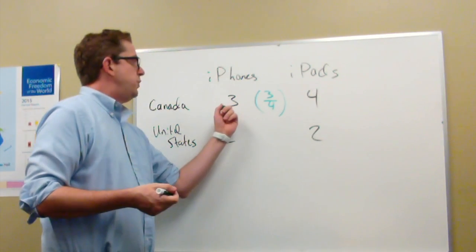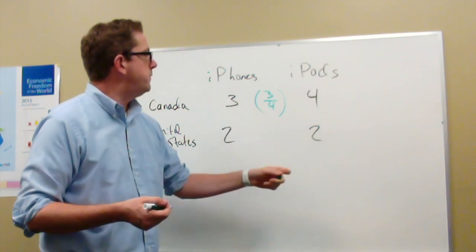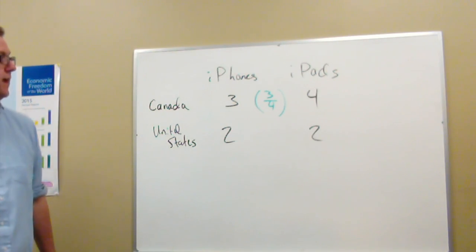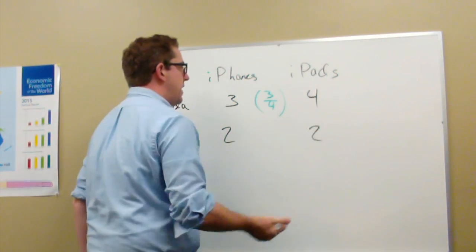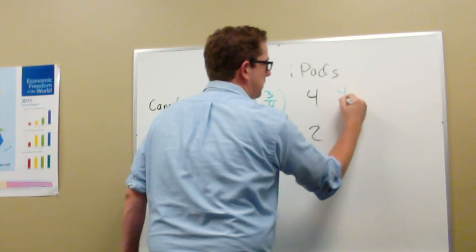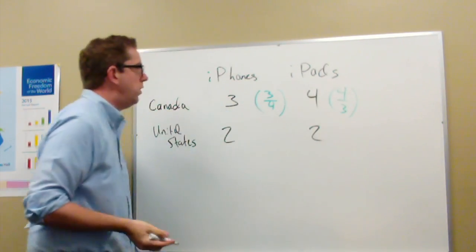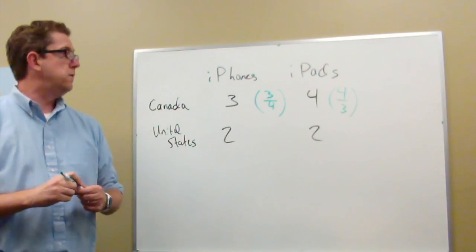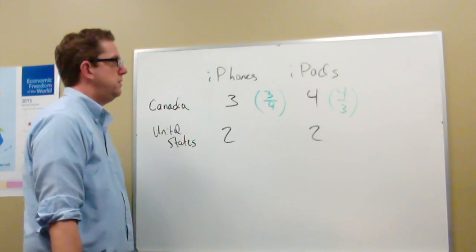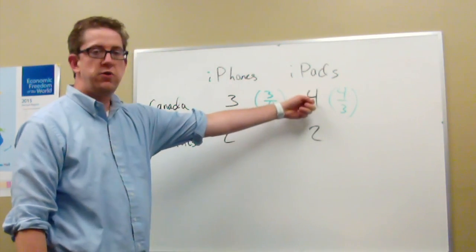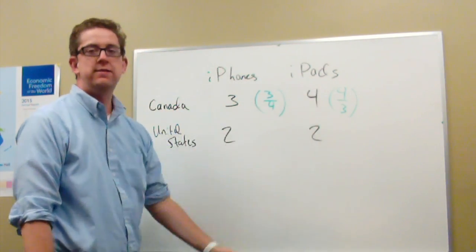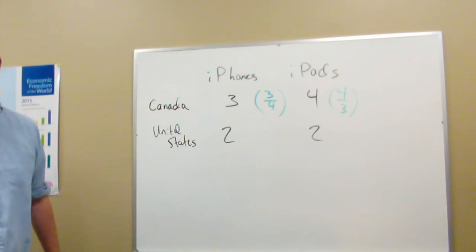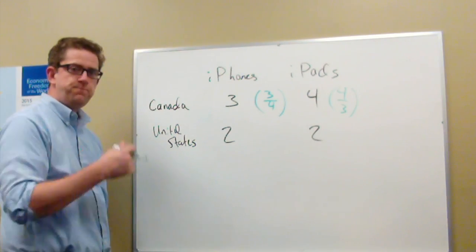If it takes you 3 hours to produce an iPhone and 4 hours to produce an iPad, then in the 4 hours that you spend in Canada producing an iPad, you could produce 4/3 of an iPhone, or 1 1/3 iPhones. So you would give up the opportunity to produce 1 iPad and get the opportunity to produce 4/3 of an iPhone, or 1 1/3 iPhones.